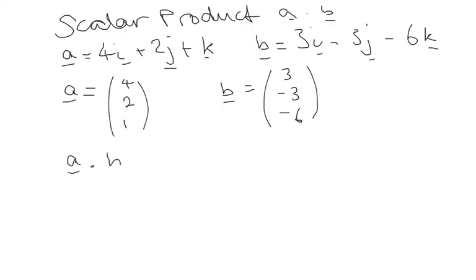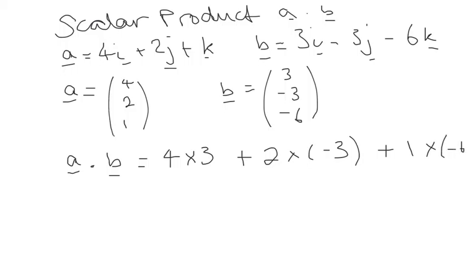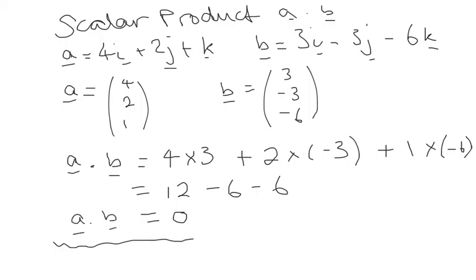A dot B, multiply the components and add them. X components are 4 multiplied by 3, then add 2 multiplied by -3, then add 1 multiplied by -6. We have 12 subtract 6 subtract 6, which is 0. Therefore, A dot B equals 0. This is important because that means vector A is perpendicular to vector B.